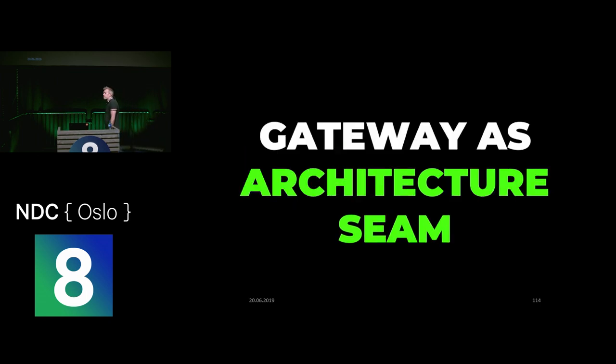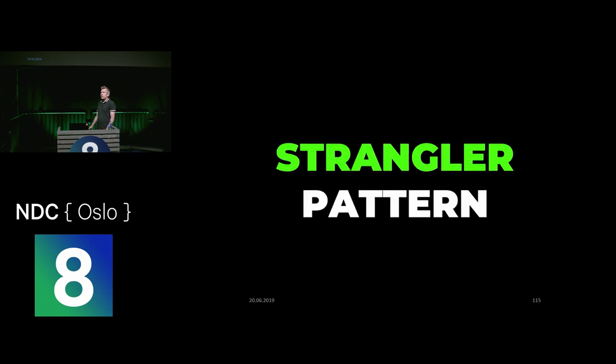From a purely technical perspective, we introduced a gateway between the clients and our backend. So Nginx and Varnish in front of the API, which acts as an architecture seam that gives you leeway to route things to different kinds of services. And with that in place, we could start using the strangler pattern. Instead of replacing everything in one big operation, you can gradually route some traffic to a new service and then make the old service less relevant over time.